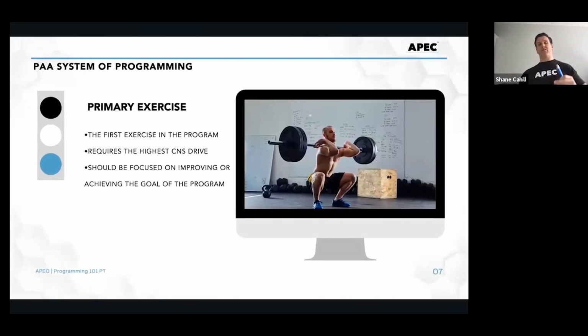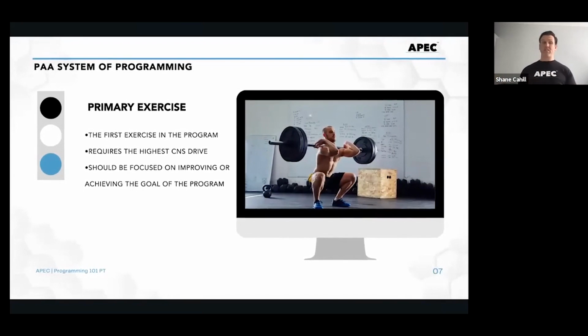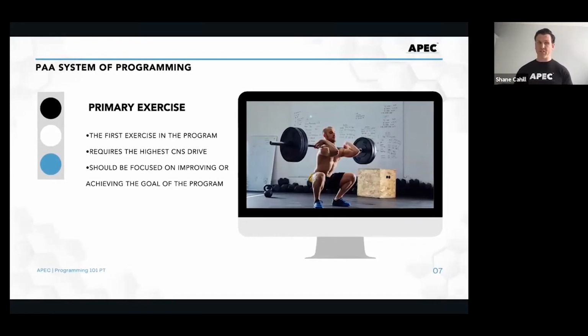So the primary exercise, okay, this is the first exercise in the program. This exercise normally requires the highest central nervous system drive or output to perform. If you think about an exercise like a squat or a deadlift or a bench press, they're all big compound exercises, and they should be placed at the start of the program, and they require the biggest central nervous system response or drive in order to perform the exercise.